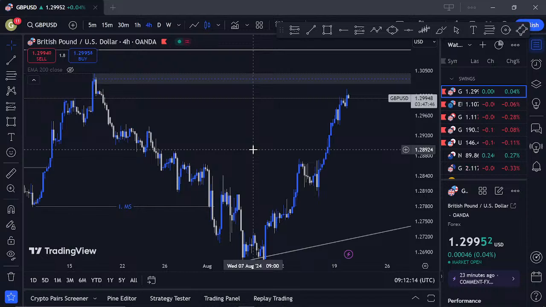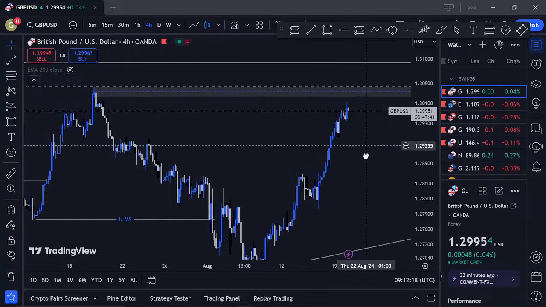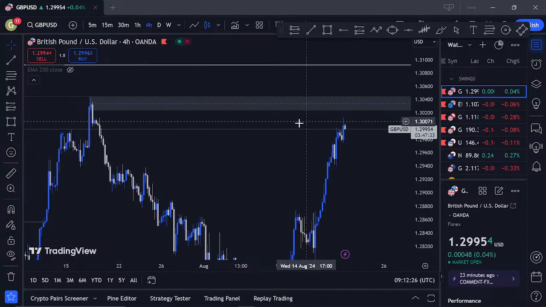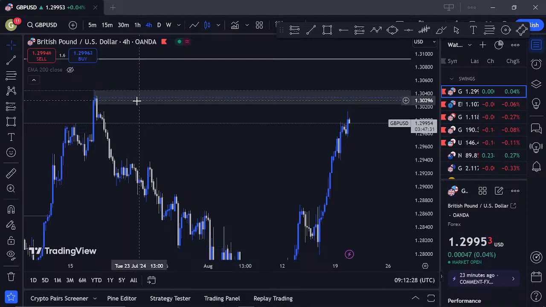However, my main focus would be actually selling. The only time I'll consider buying is if this market is able to actually break out of this high and above here, which is the 1.31 level. That's when I'll be considering buying. So looking at this market structure, I will be all about looking for a selling opportunity.